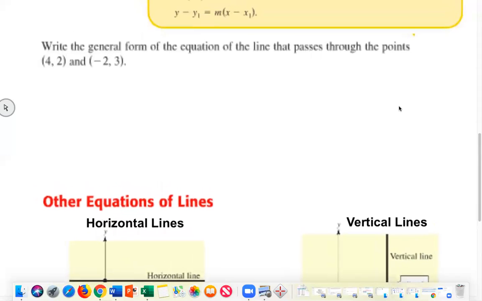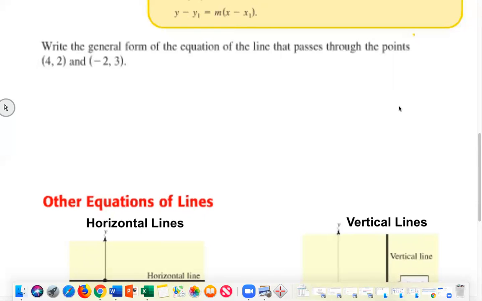Now for the fun stuff. Now it says write the general form. Anybody know what the general form is? There's 3 forms for writing the equation of a line. First, slope-intercept form: y equals mx plus b. Then there is point slope: y minus y1 equals m times the quantity of x minus x1. This is point slope. Then there's general.